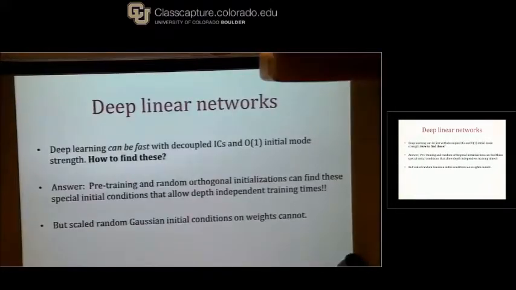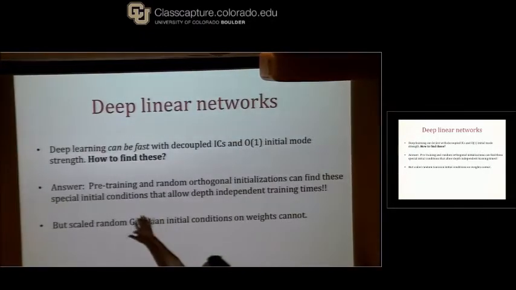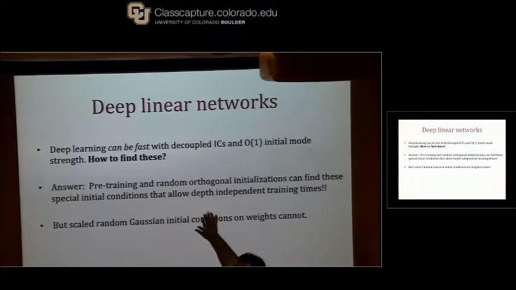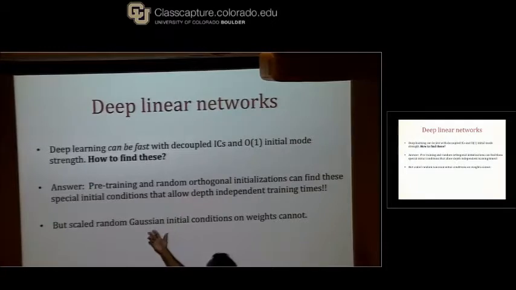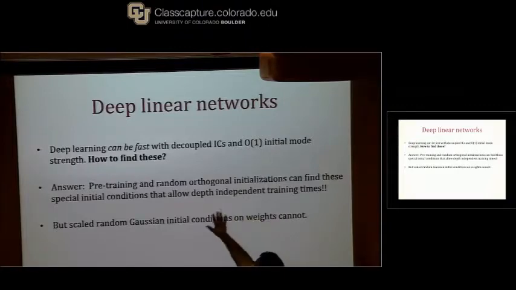Okay, now the question is, how do you find these? It turns out pre-training, the thing that I mentioned, does actually find these. And random orthogonal networks, where the W's are random orthogonal matrices, the columns are perpendicular to each other, also can find these special initial conditions that allow depth-independent training times. But if you just have random Gaussian matrices where the matrix elements are IID Gaussian, but you scale them so gradients neither explode nor vanish, you cannot find them. Okay? So this was the next best method of initialization that was in the field.